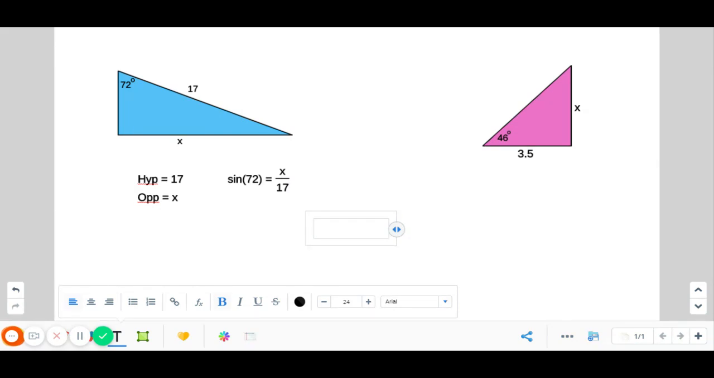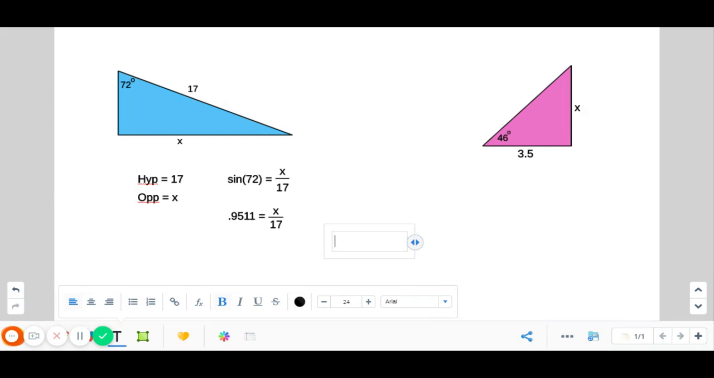Now to calculate this, the first thing we're going to do is figure out what's the sine of 72. That we'll do on a calculator, and we'll get 0.9511. Sine of 72 equals 0.9511, and that will equal x over 17. So you have 0.9511 equals x over 17.